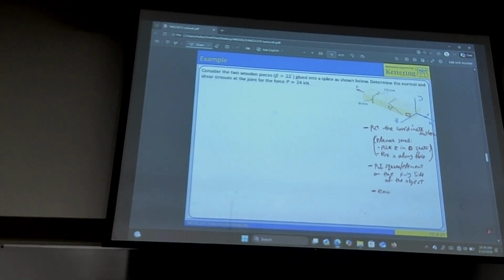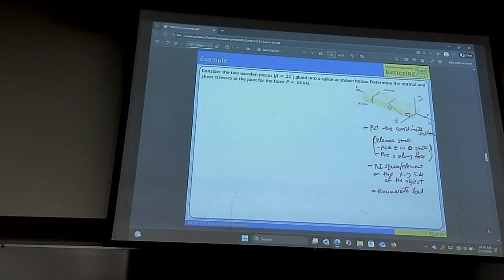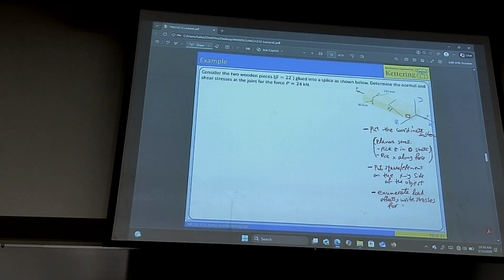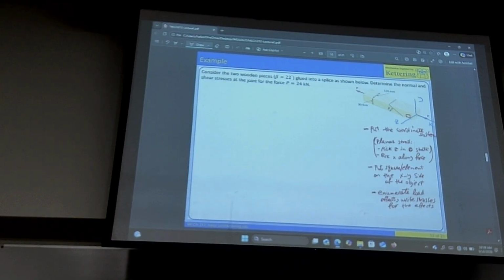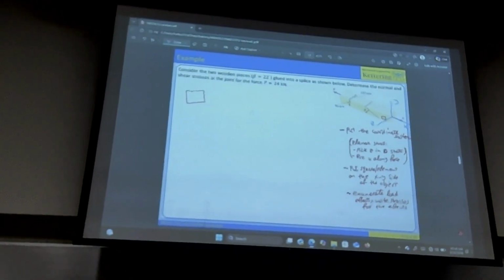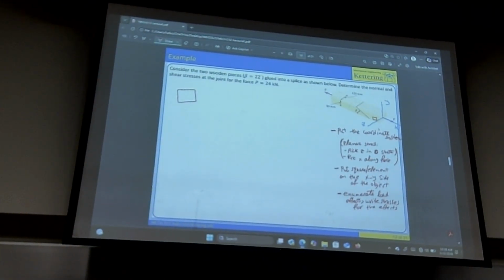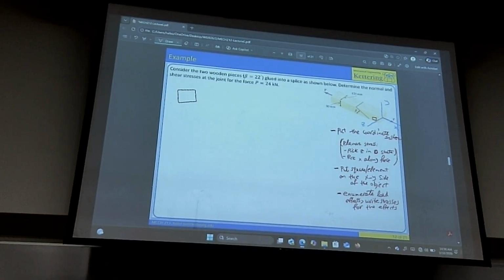Then enumerate load effects. That means write stresses for the effects. So these are the three steps. Once you want to enumerate, just draw that square and work on that.